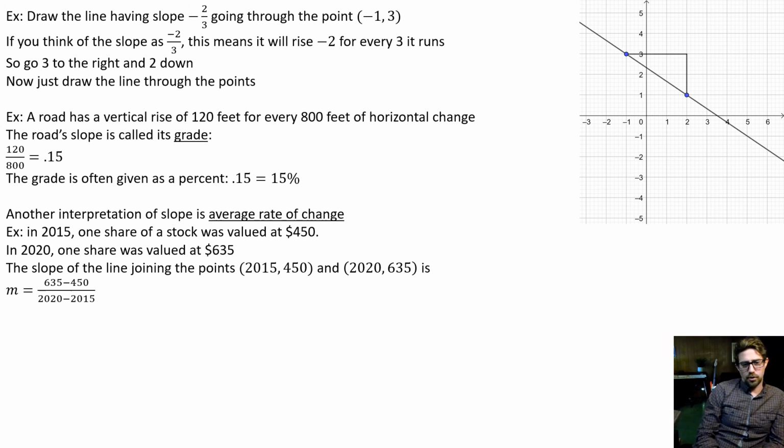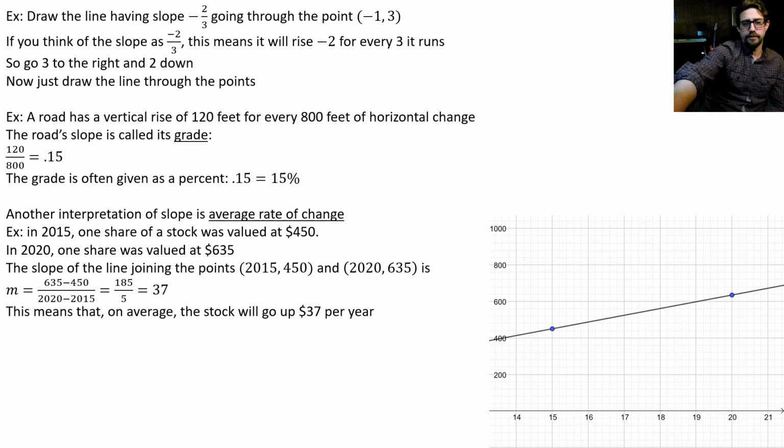Okay, 635 minus 450 is 185. Obviously, 2020 minus 2015 is 5, because just 5 years went by. 185 over 5 is 37. So on average, the stock, we could say will go up, we could say did go up, whatever. This is what modeling is. So over the last 5 years since you bought it, it went up an average of $37 per year. Again, not exactly how stocks work, but that's okay. For anything, we can always calculate its average rate of change.